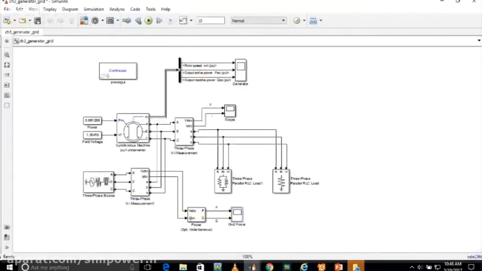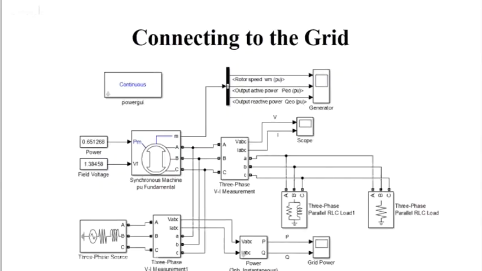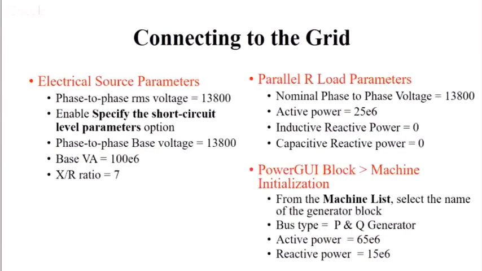So if we go now to the synchronous machine system, we have already covered that electrical power source. We have to enable the specify short circuit level parameter, in which we have to provide the phase-to-phase base voltage, base VA and X. Similarly, in the powergui block, we are going for machine initialization and the machine list. In the machine list, we are checking the bus type should be a PQ generator type, and then we have to specify active power and reactive power in that circuit.